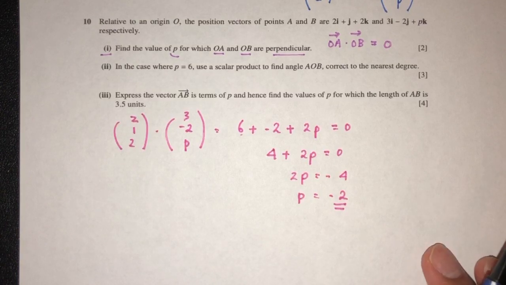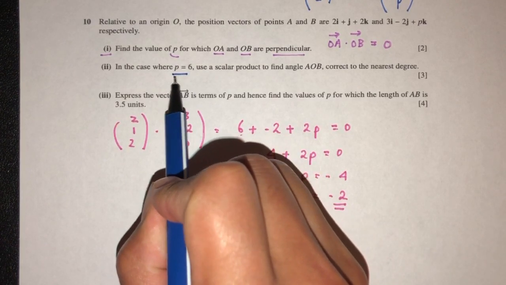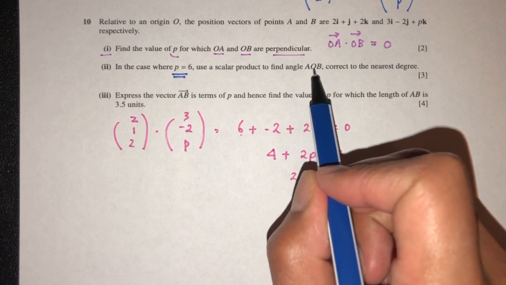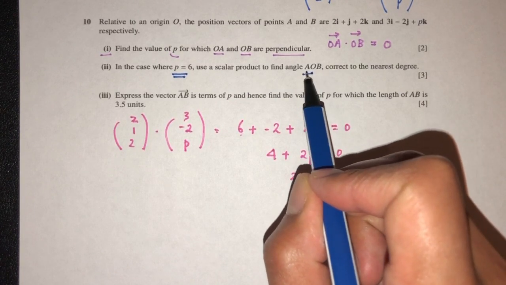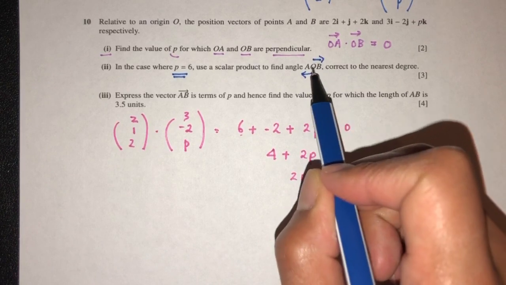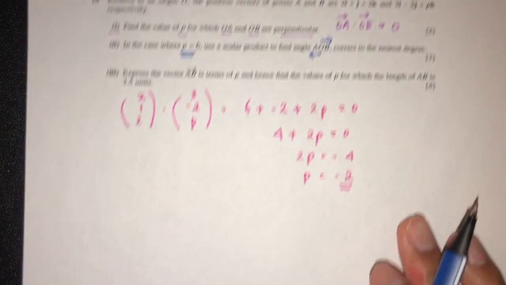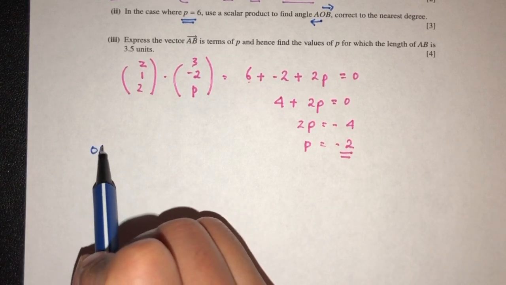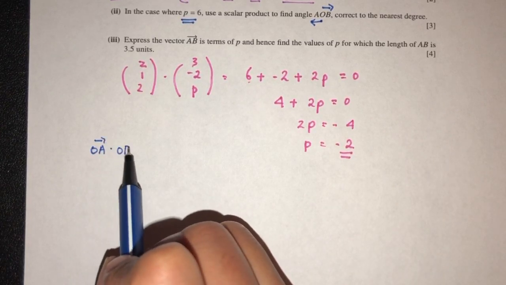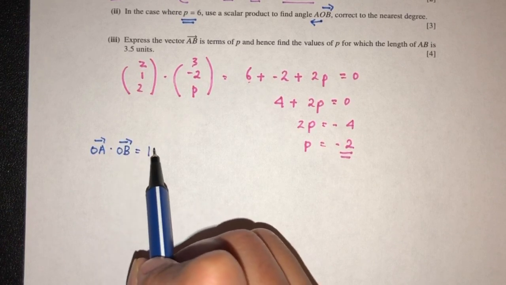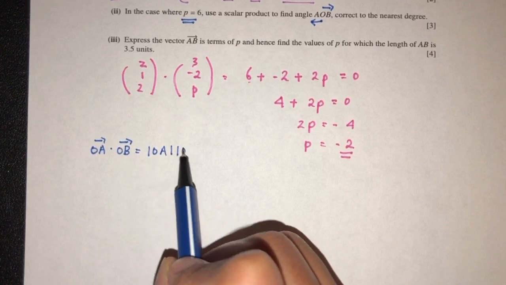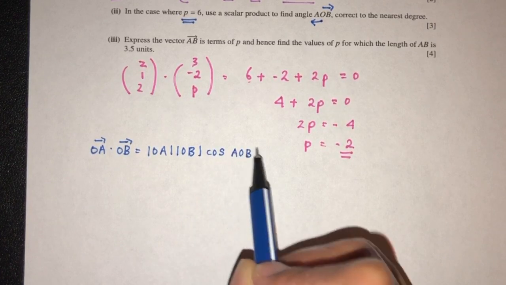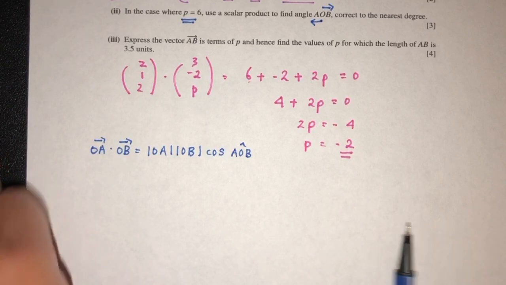Now for part 2, in the case where P equals 6, we have to use the scalar product to find the angle. So pretty easy. To find the angle AOB from O, we have to have those two vectors, OA and OB. So to find the angle, pretty easy. As you guys know, we use the formula. So we have the dot product or scalar product of this has to be the magnitude of OA and OB and the angle in between them. Okay, so let's find out.